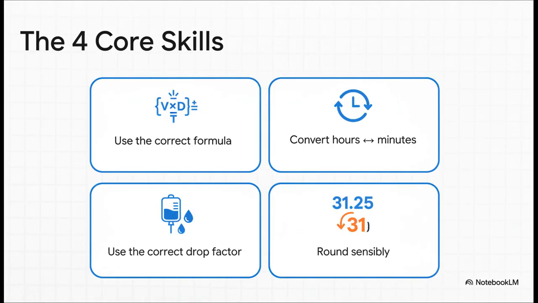When you really break it down, the exam is just testing you on 4 main skills. First, can you pick the right formula for the job? Second, can you handle a simple time conversion, like from hours to minutes? Third, can you use the correct drop factor? And finally, do you know how to round your answer so it makes sense in the real world? That's it. If you can do these 4 things, you're golden. And today, we're going to master every single one.